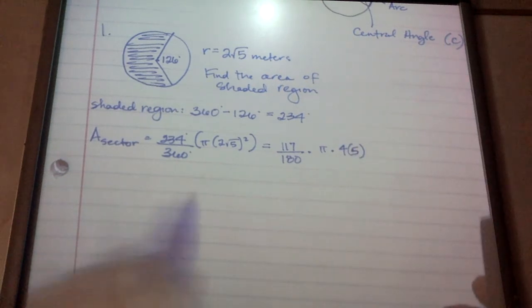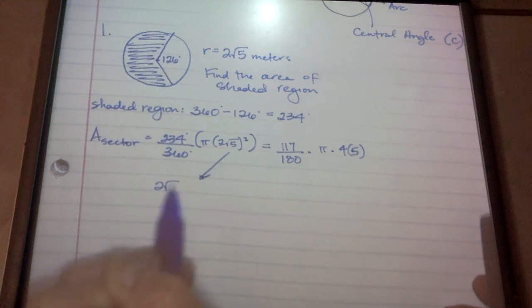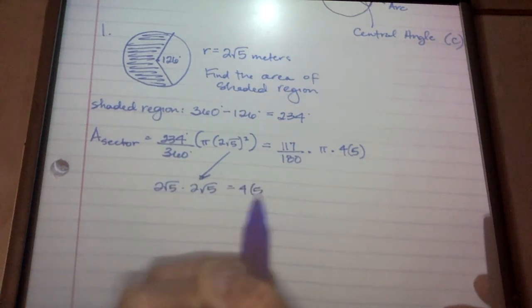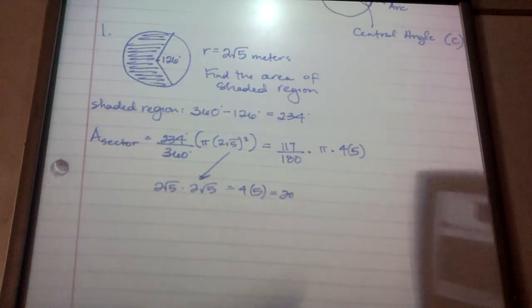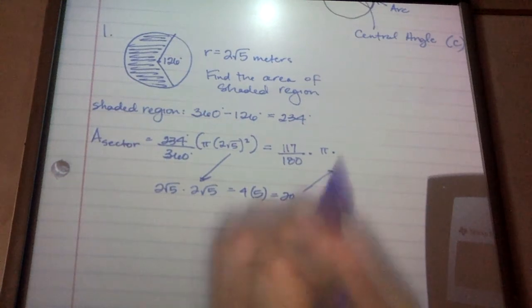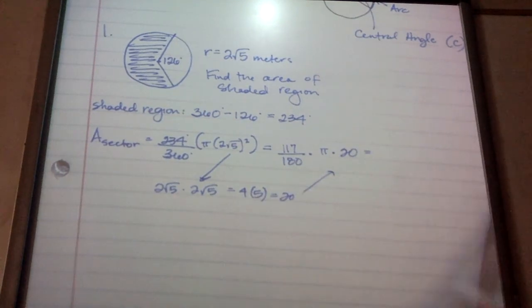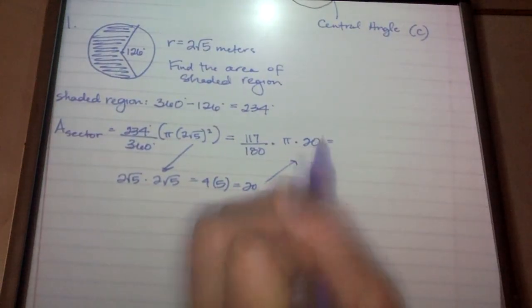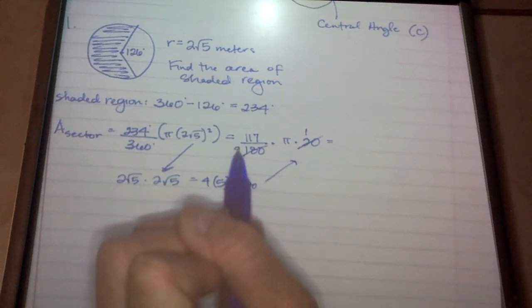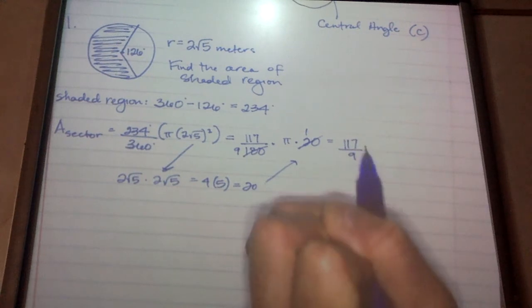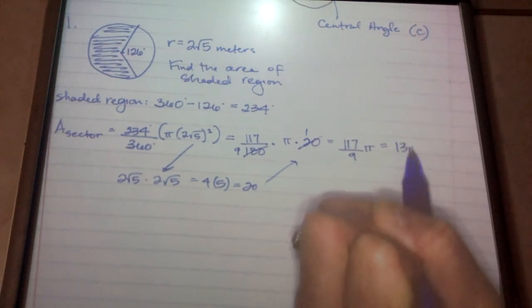Okay? So remember, I'm doing 2 root 5 times 2 root 5, which equals 4 times 5, which equals 20. And so maybe I'll just simplify that in. And then I'm actually going to reduce this. So this gives me 1 over 9. So 117 divided by 9 pi equals 13 pi.